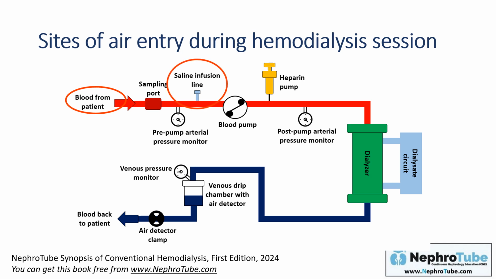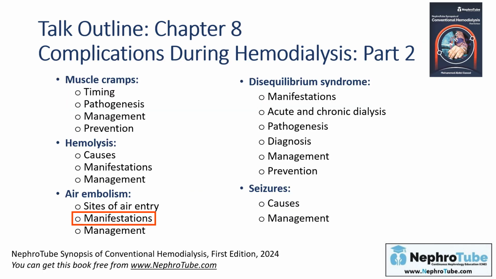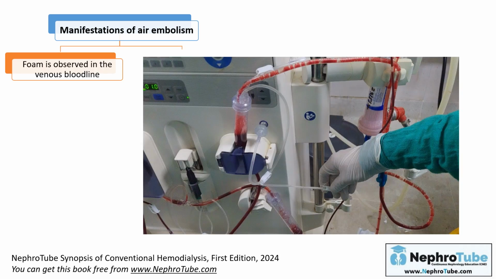Also, there may be entry of air from the pre-pump arterial tubing segment, for example, through the saline infusion line, and also the heparin line may be a site of air entry. What are the manifestations of air embolism? First, you will find foam in the bloodline, not only the venous line. In all the bloodline you can find foam, as in the picture.